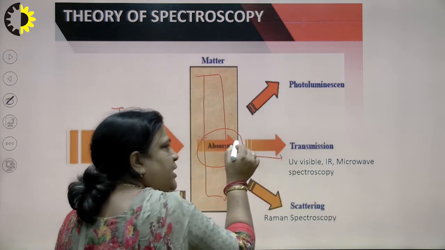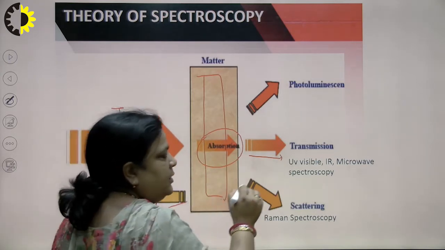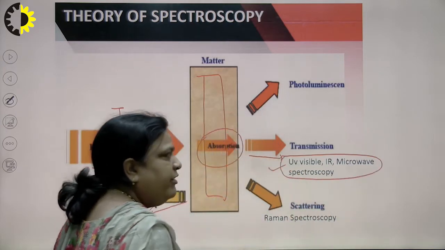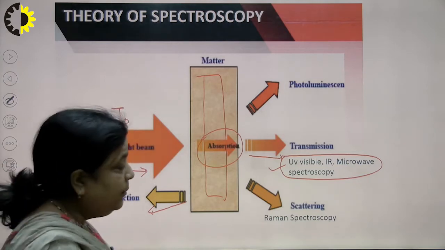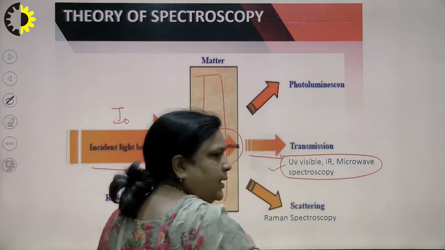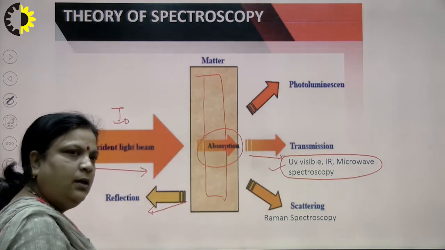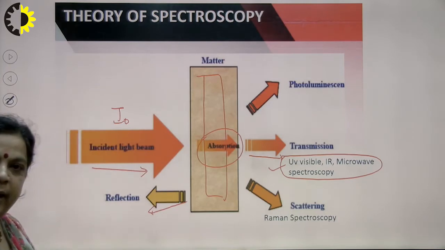So, absorption or transmission gives the information about three spectroscopies, which are UV-visible, IR, and rotational or microwave spectroscopy. It means in these spectroscopies we relate how much light gets absorbed or transmitted when it passes through the medium or the matter.